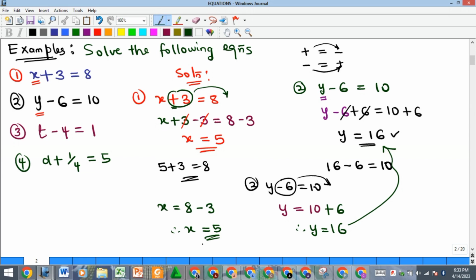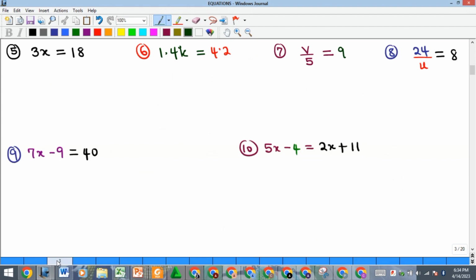But if it is multiplication and division, you just divide both sides. If it's multiplication, you use the opposite, which is dividing both sides. If it is a division, you multiply both sides, or you do what we call cross multiplication. Of course, we are going to see more examples. I am allowing you to do example 3 and 4, and then let me have your solution in the comment section. So we go to the next slide.